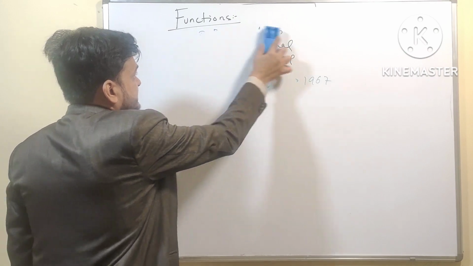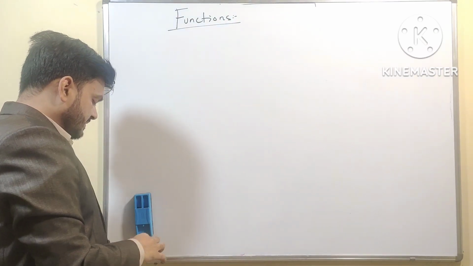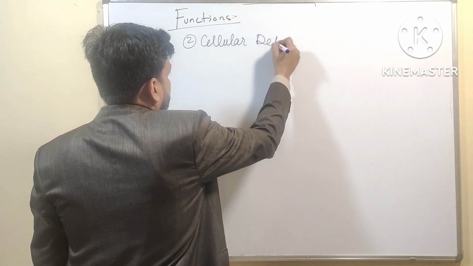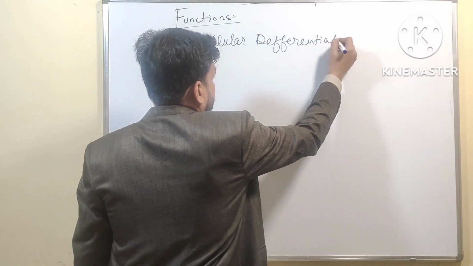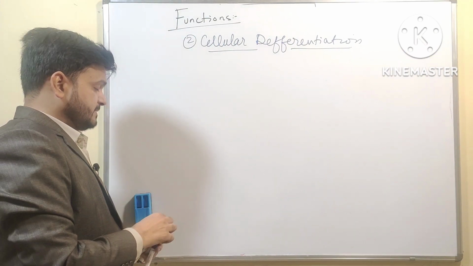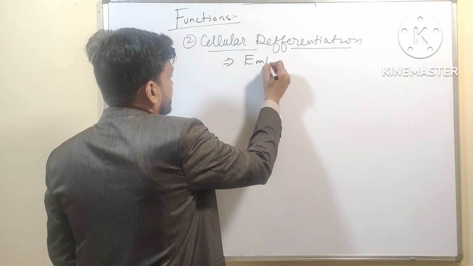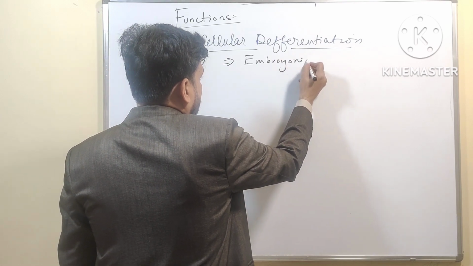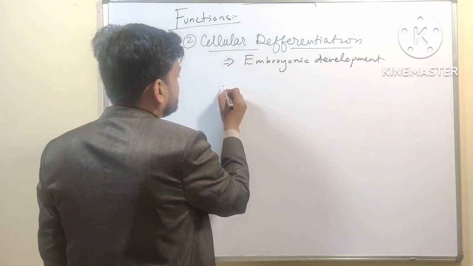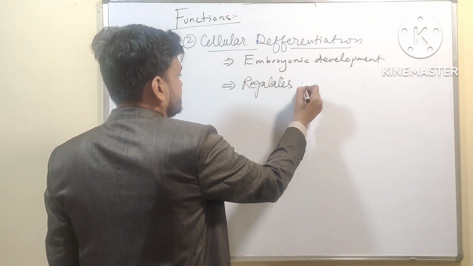the second function we discuss about vitamin A is cellular differentiation. It plays a very important role, especially in embryonic development. How? Because it regulates gene expression.